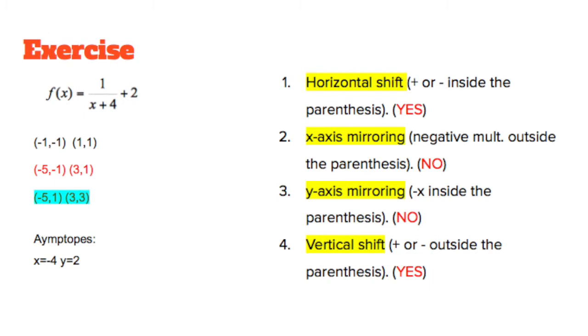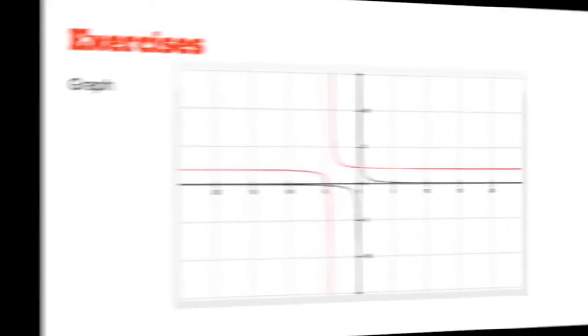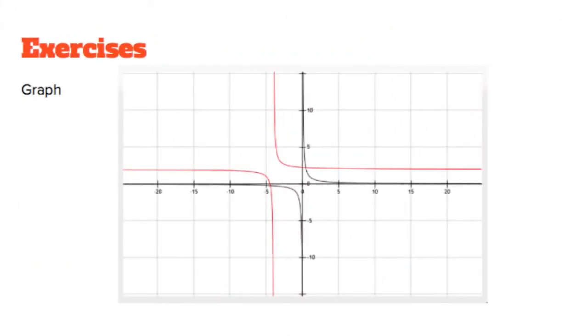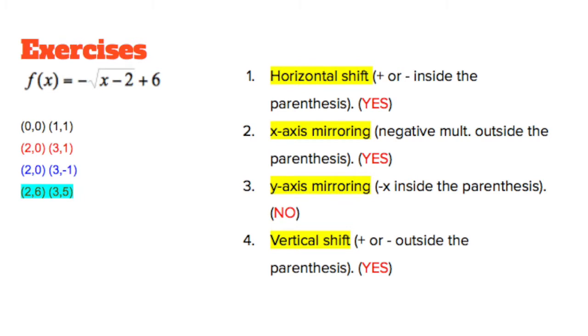The final coordinates will be -5, 1 and 3, 3. The asymptotes for this function will be x equals -4 and y equals 2. Now let's graph it. Now as you can see the graph, you can see how the asymptotes move and the graph transforms. Now let's try to do one more exercise.